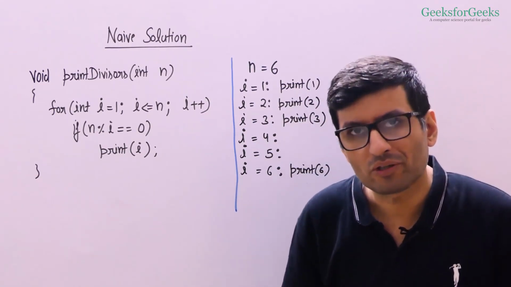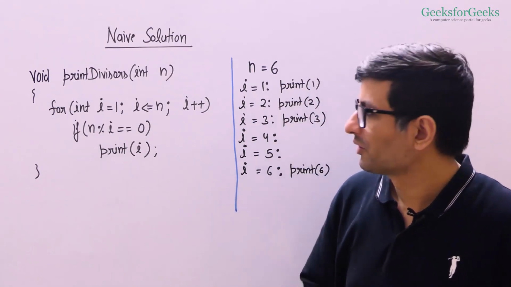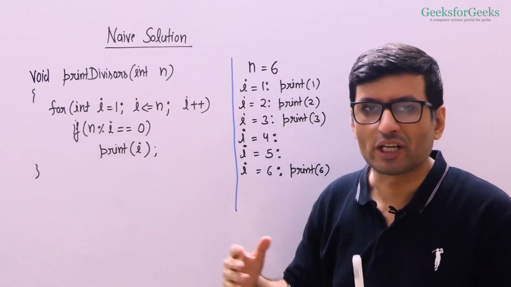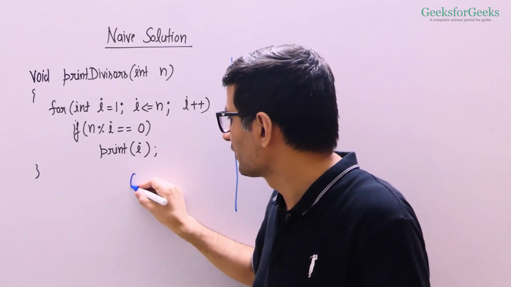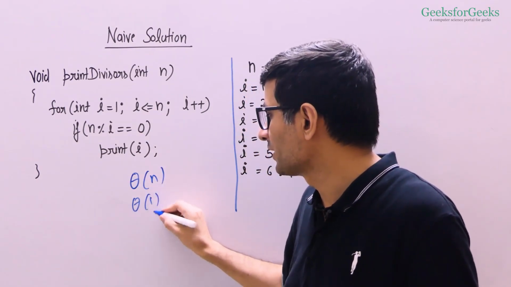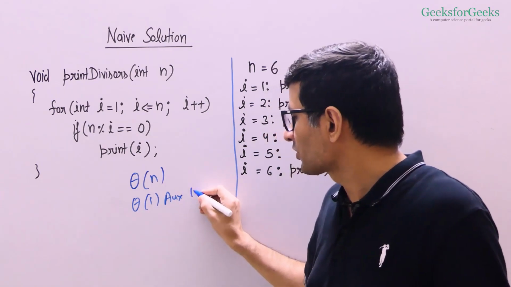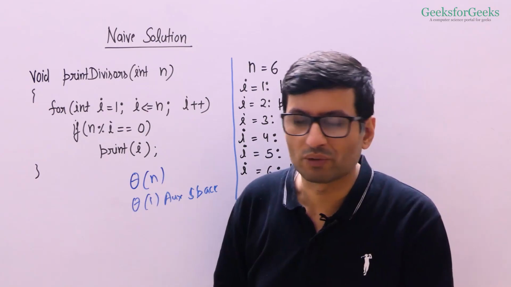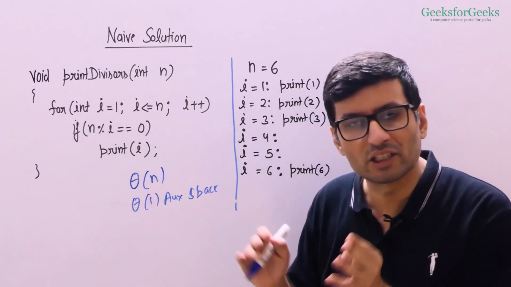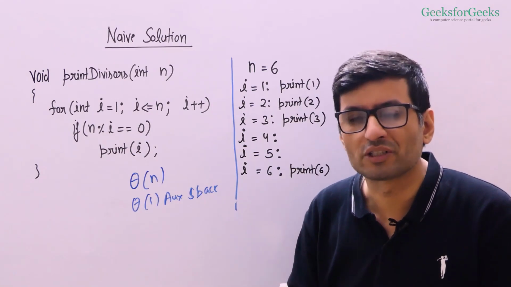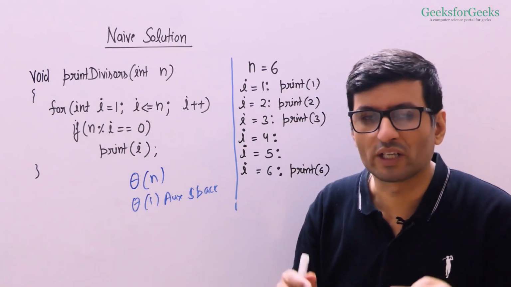Let us now talk about the time complexity of this solution. This solution simply runs a loop that runs n times. So our time complexity is clearly theta n. This solution is going to take theta n time and theta 1 auxiliary space. Now please pause this video and try to think of a solution that works in time complexity less than theta n and theta 1 auxiliary space. To give you a hint, your solution is going to take theta of square root of n time.